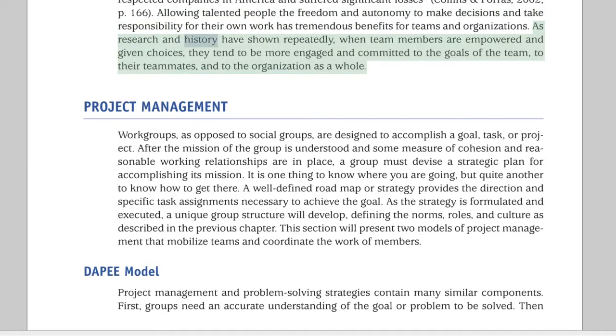As research and history have shown repeatedly, when team members are empowered and given choices, they tend to be more engaged and committed to the goals of the team, to their teammates, and to the organization as a whole.